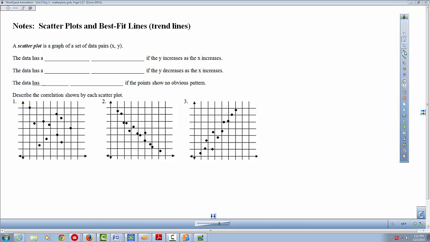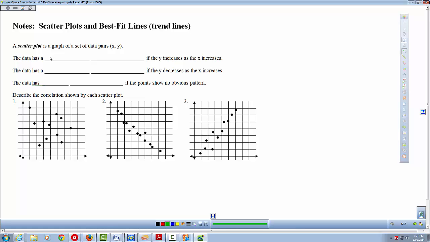Okay, so now we're going to get into scatter plots, going back into that and trying to find our line of best fit, and we can do that with a calculator. First of all, let's fill in this first little part here of our notes. A scatter plot is a graph of a set of data pairs. It's just relating two things, so it's showing a relation between two things.